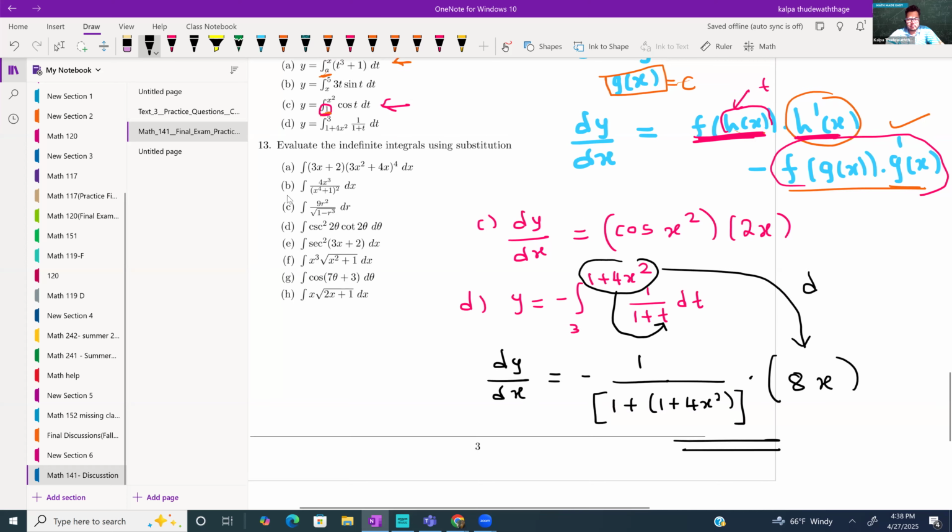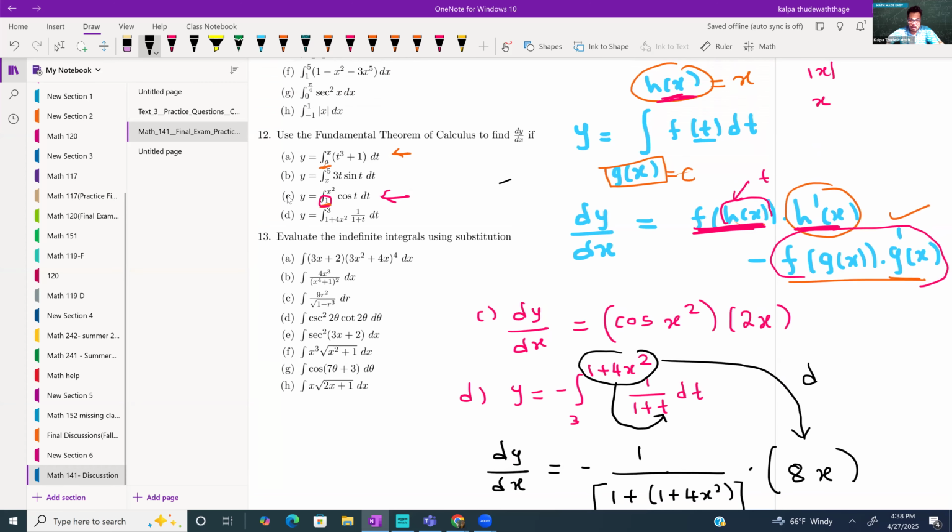So that's called the fundamental theorem of calculus. You have a function defined as an integral, you can get its derivative simply using that fundamental theorem of calculus formula.